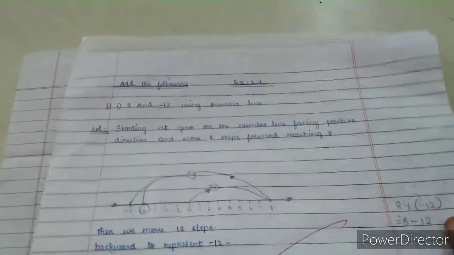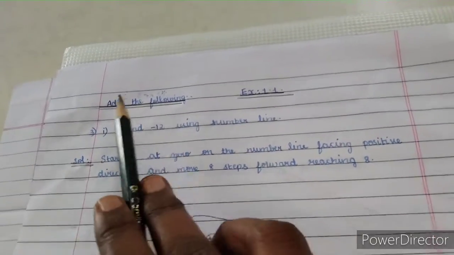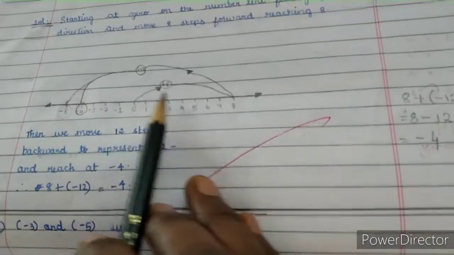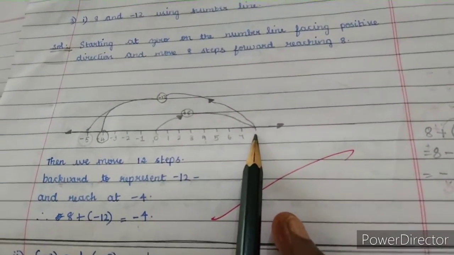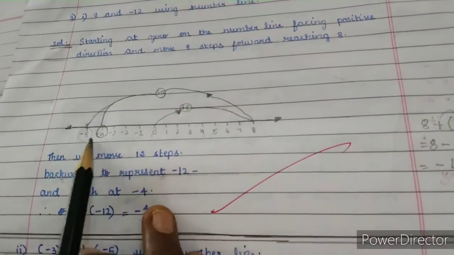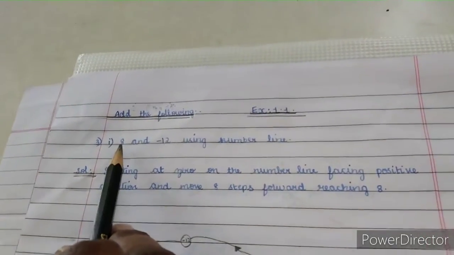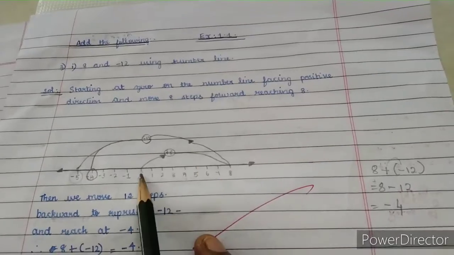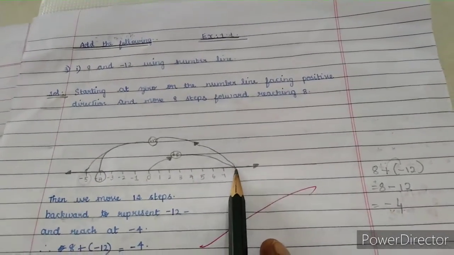Now, in exercise 1.1, 8 and minus 12, add the following by using a number line. First step, you have to draw a number line with 0. Draw the positive integers on the right hand side and the negative integers on the left hand side. What is given in the question? It is positive 8. So move forward from 0, 8 steps. So 1, 2, 3, 4, 5, 6, 7 and 8.